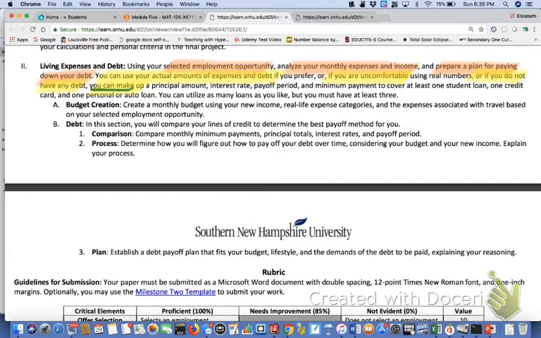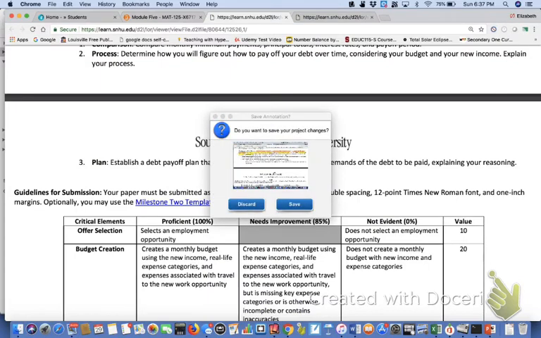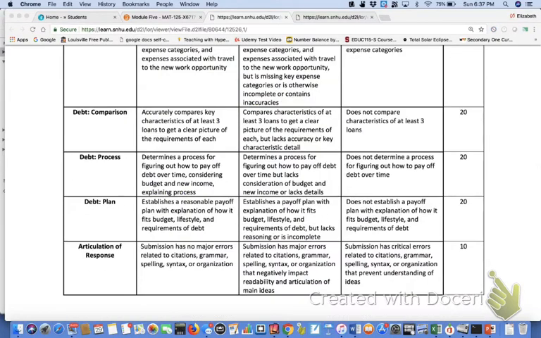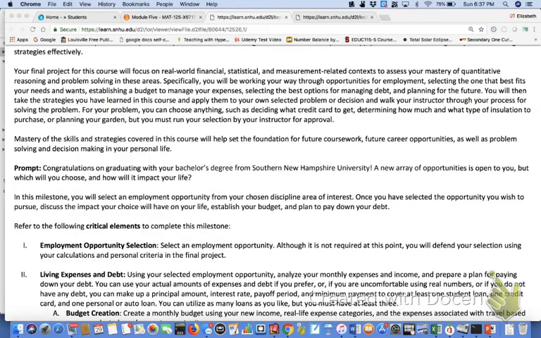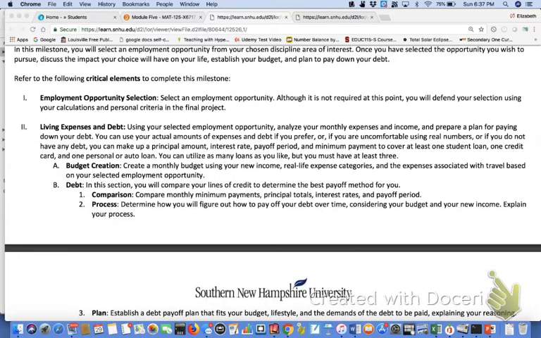But if you read the rubric, the wording says key characteristics. You go down there just to make sure. Key characteristics is what it says in the rubric, okay? So the fact that it's asking you for key characteristics, you got to make sure you include those characteristics. And those are given to you here in the prompt. Those key characteristics are a principal amount, an interest rate, a payoff period, and a minimum payment. So you need those 4 pieces of information.